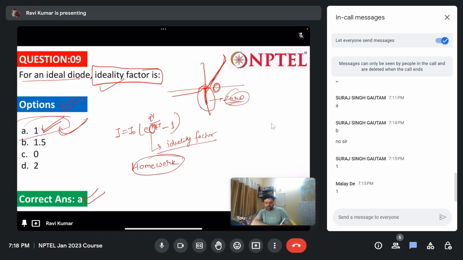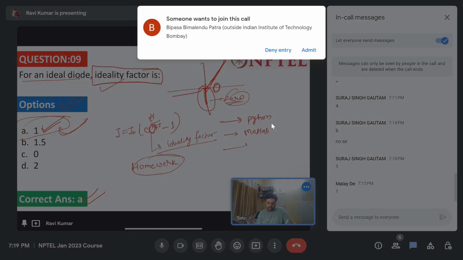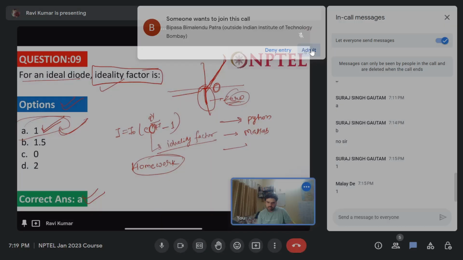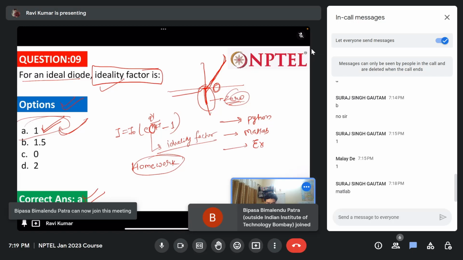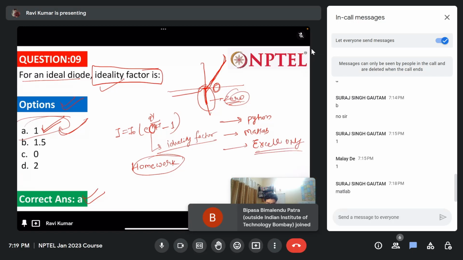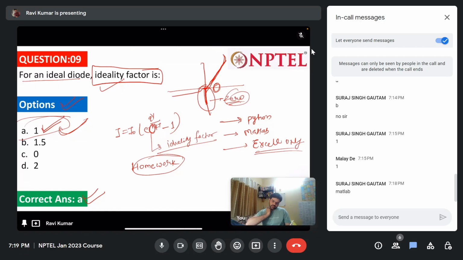What do you use, Python, MATLAB or Excel? Excel. Excel only. MATLAB, sir. MATLAB, okay.